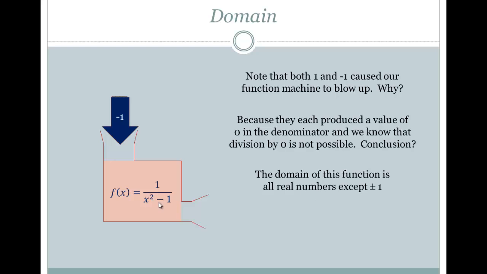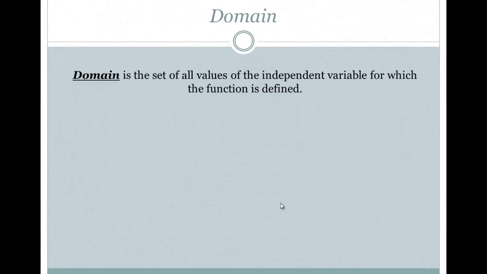I can't have division by 0. But if I plug in any other number other than 1 or negative 1, this function machine is going to work great. And so what I have to do is stipulate that this function is not defined for plus or minus 1, and it's not in our domain. Okay? Let's talk a little bit more about domain.